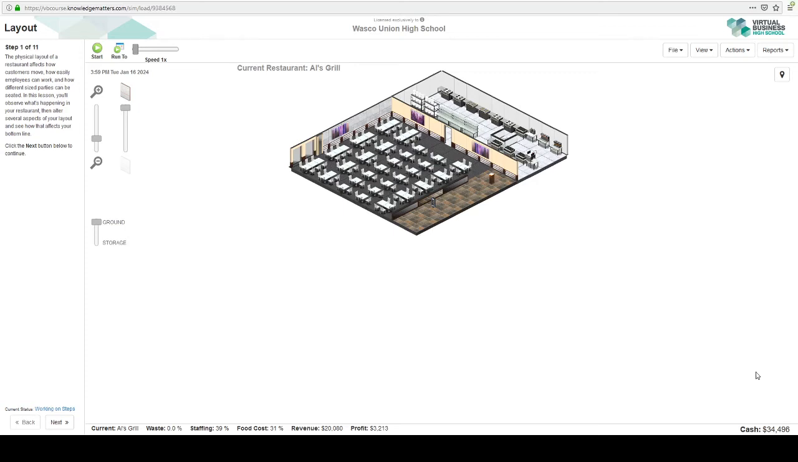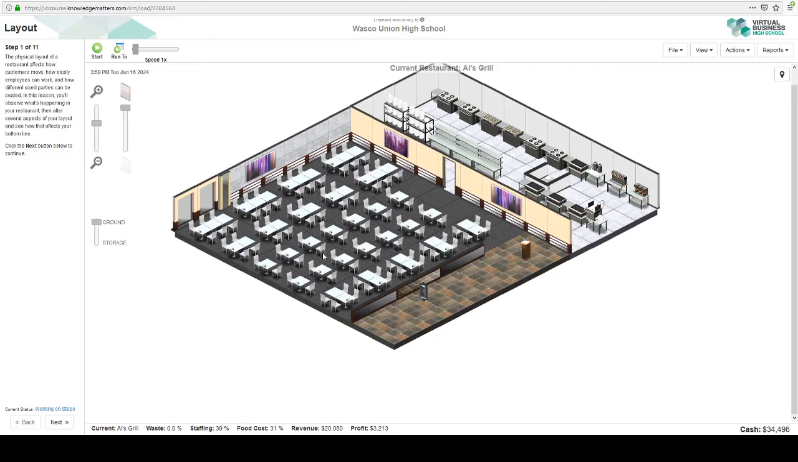Lesson 7 is layout. So, how do we get closer? We can use this to get closer. The way that the restaurant is set up can actually affect our customers and our profit. So let's take a look and see how all that works.